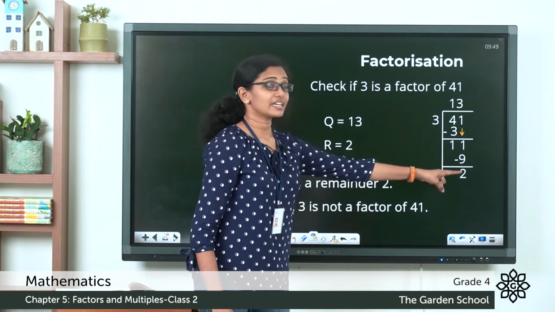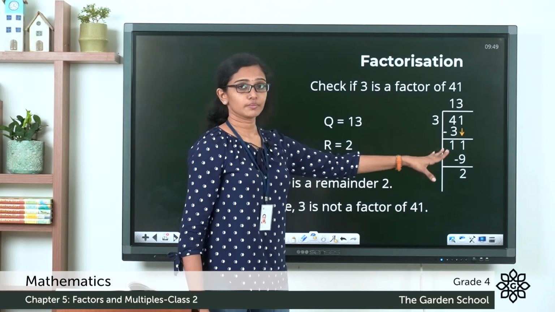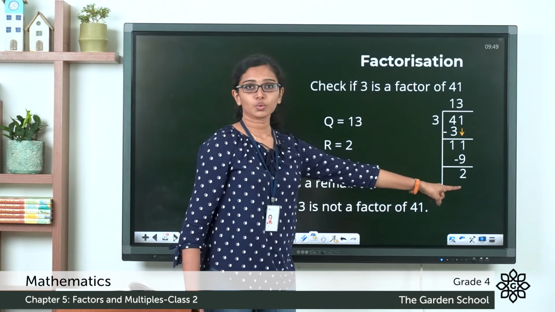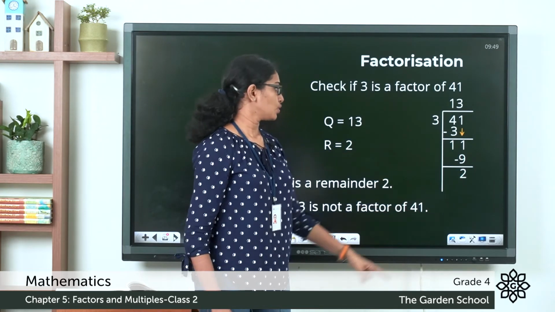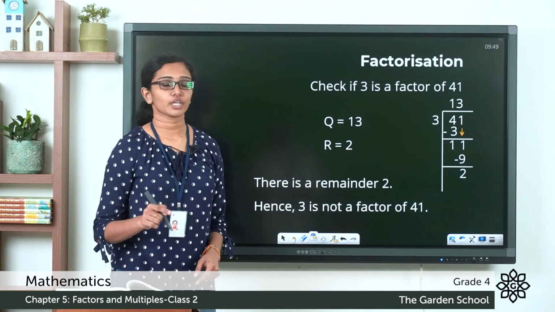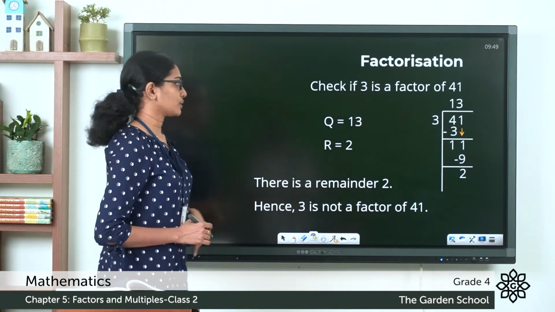Since it leaves you a remainder, which is the number 2, is it completely divisible? The number 41 is not completely divisible by 3 because we have a remainder which is the number 2. Since there is a remainder, 3 is not a factor of 41. Neither 3 nor 13 are factors of 41.